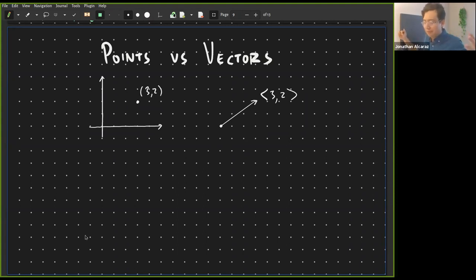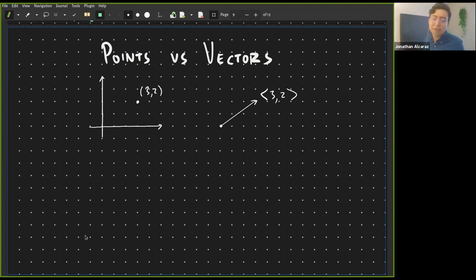In my head, this is why these two objects should be different. If you like to think in terms of physics, in my head, a point is like a particle that exists in space, and a vector is like either a force vector or a velocity vector acting on that particle in space. That's how I like to distinguish between points and vectors.